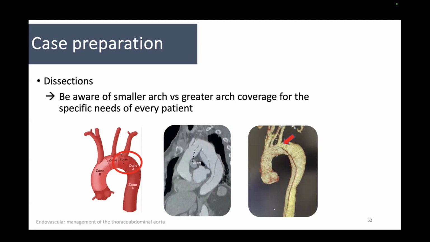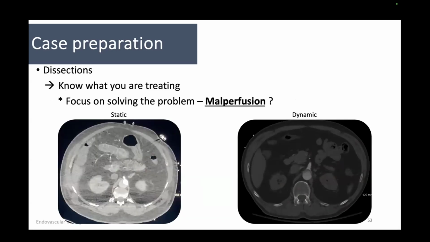So I needed 20 millimeters of coverage in front of this huge entry tear at the origin of the subclavian artery. Whether I have a long coverage in the smaller arch is not really useful here. I really need to focus on what the problem is and where it is compared to the greater or inner arch. Know also what you are treating.